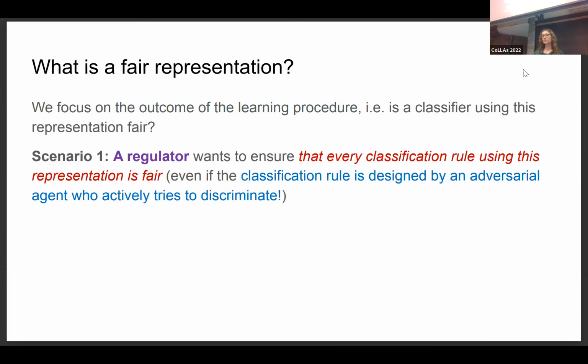The first scenario, the first motivation, is that of a regulator. As I hinted before, there's a lot of regulation or laws that say what kind of features you're allowed to use for decision making. Here, a regulator would want to prevent discrimination independent of who uses this representation. So we have to assume an adversarial agent who might actively want to discriminate.